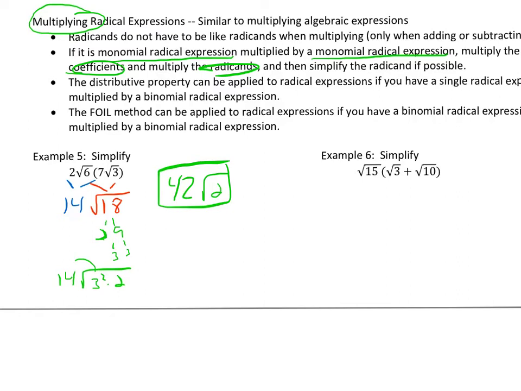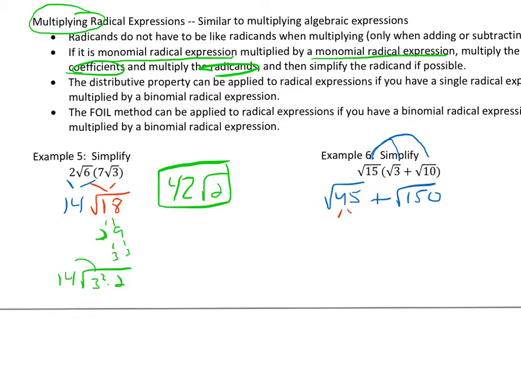So if you look at the next one, it's a monomial times a binomial. So we would distribute. So root 15 times root 3, they're both roots, so you get root 45. Root 15 times root 10, they're both roots, so root 150. Notice that they do not have to be like roots in order for us to do this. This is multiplication. So we would then simplify.